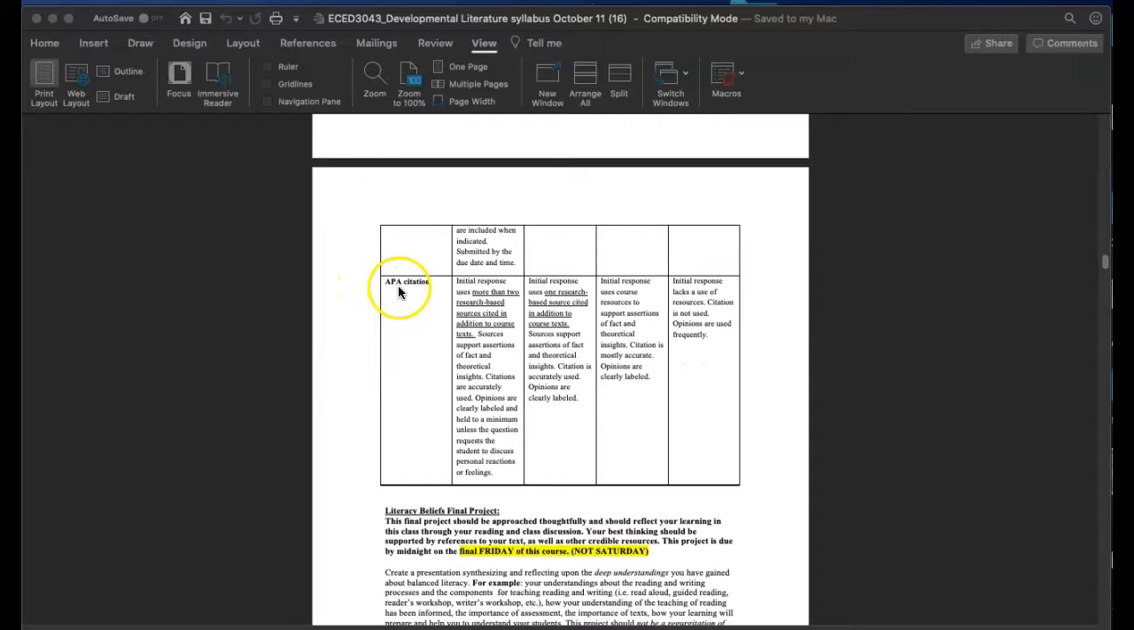APA citations for your discussion forums. Your initial response uses more than 2. In other words, you're going to use 3 research-based sources cited in addition to the course text.